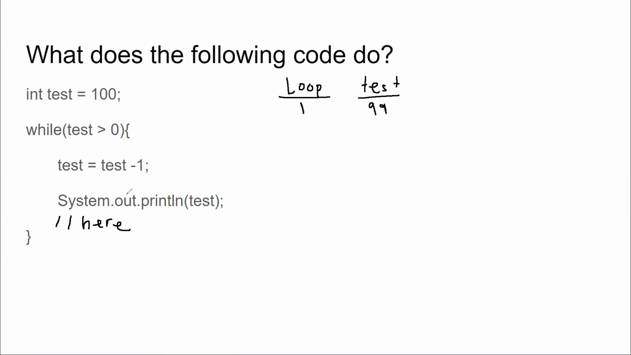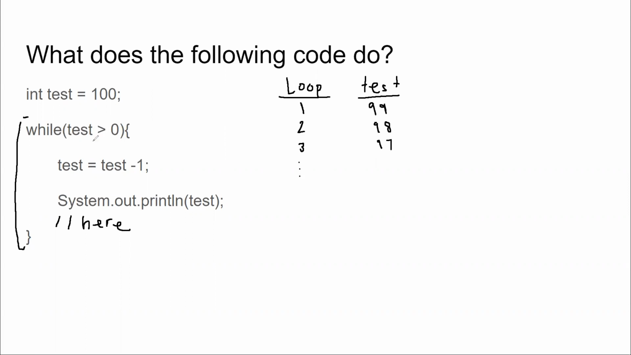Now let's go to loop 2. We don't have to look at this part since we're already in this section. So 99 is greater than 0. The variable test is equal to 99 minus 1. Okay, 99 minus 1 is 98. So we can obviously see a pattern here. It's going to be 97. Now that we know the pattern, we have to see what happens at the bottom.